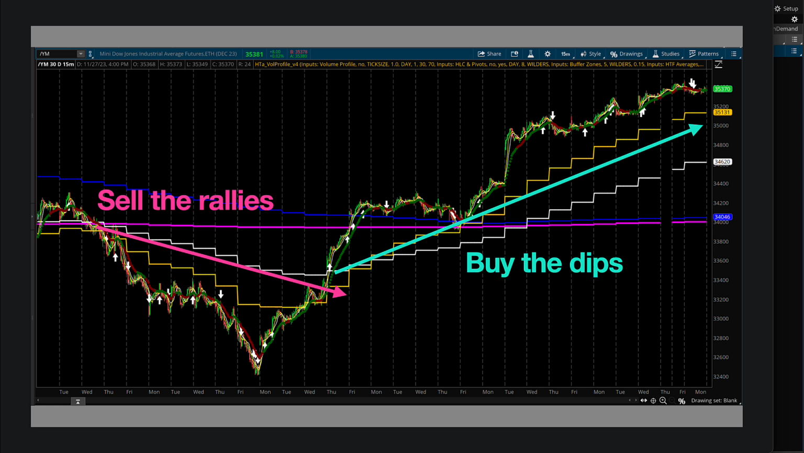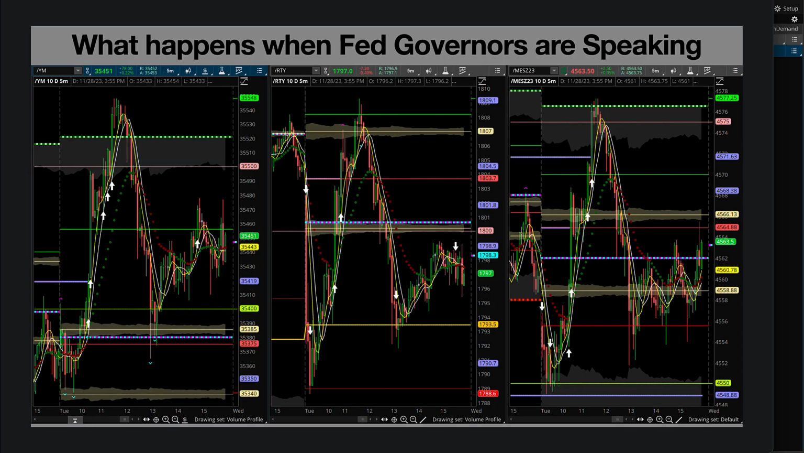And when these guys are talking, the markets go crazy. And today was a perfect example of that. We had 3 Fed governors speaking today, and this is what we had in the markets. And so here you've got 3 different charts. You've got the Dow futures on the left. In the middle is the Russell 2000 futures, and on the right is the S&P 500. This is a dashboard that I use in my trading every day, and I use these levels and these indicators, and I look for these opportunities.